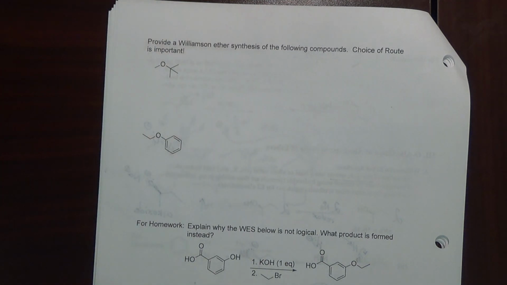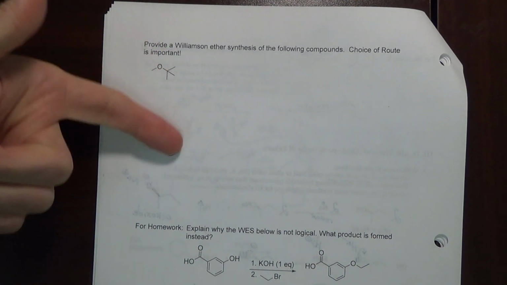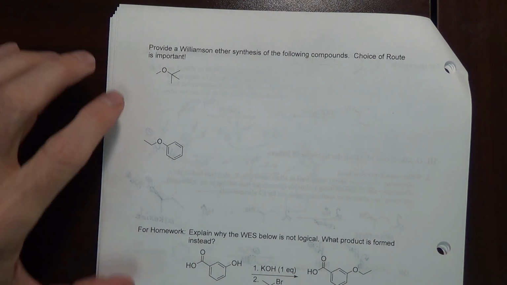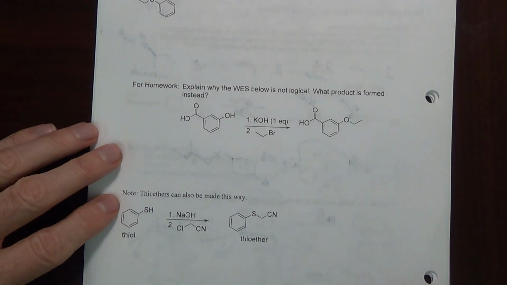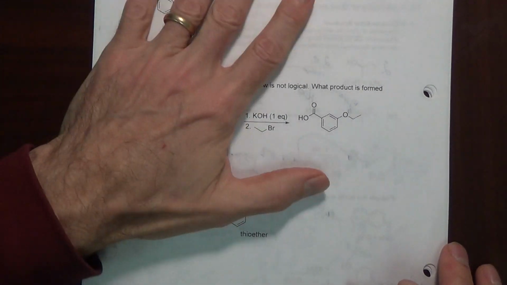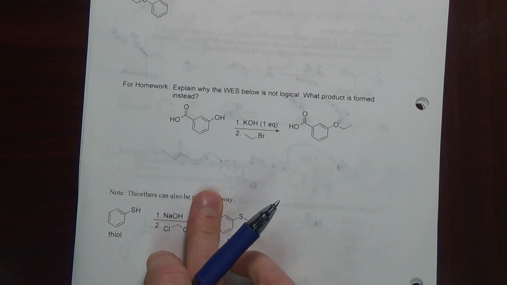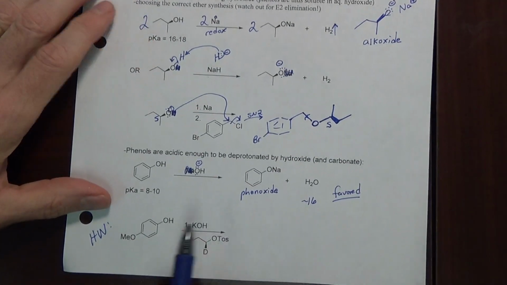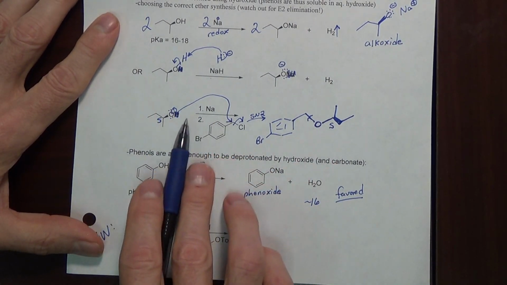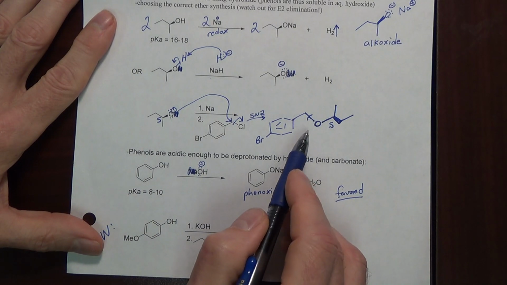Think about that. Reading in your textbook, I'm going to ask that you do these on your own. Think about it. And look at the remainder of this page. We'll pick up here in the next video, but you need to do your homework. You really need to understand what's going on in this Williamson ether synthesis. Can we go backwards?